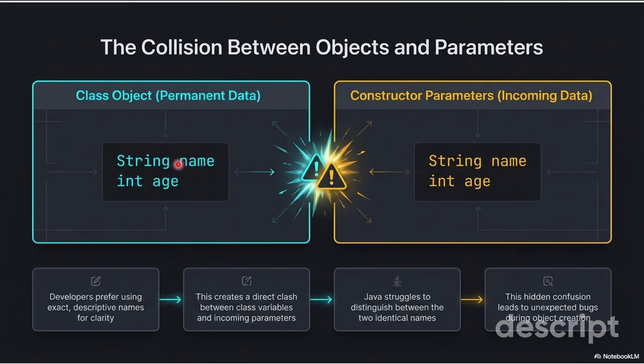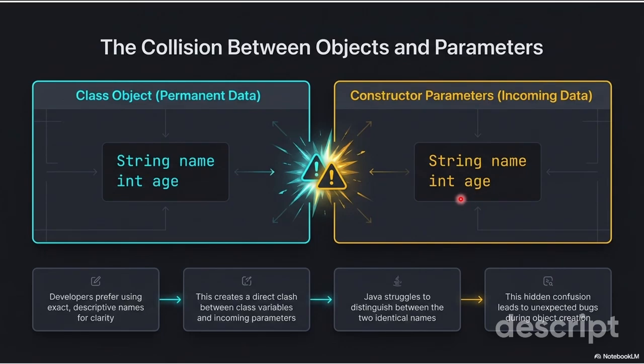Take a look over here. This is a class, and these are object variables, that is String name and int age. These are the two object variables. But what happens is, when we have a constructor which assigns the values to the object variables, we have certain parameters, and that is the parameterized constructor. In the parameters also, we have the exact same names, that is name and age.